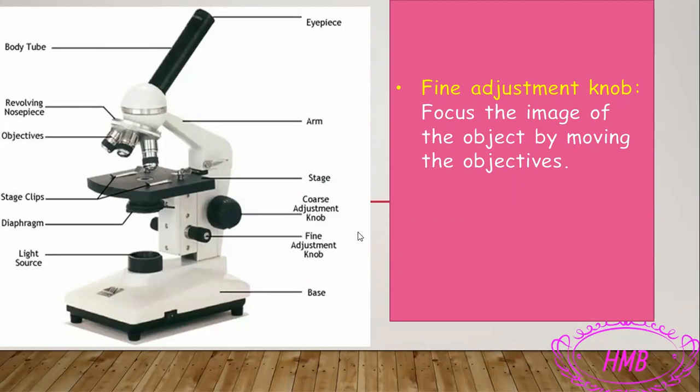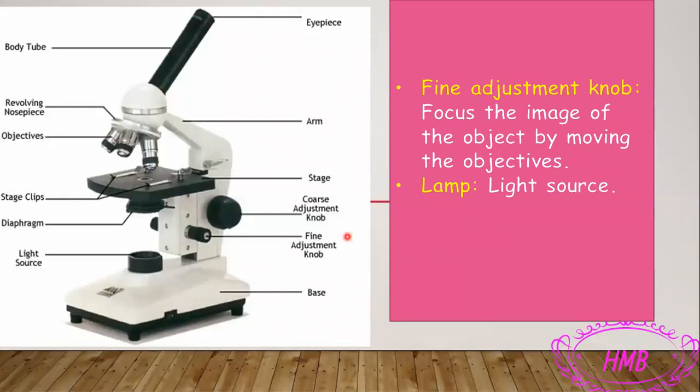Then we have the next part, the lamp. This is the lamp. So here I have a lamp. It gives light. It goes up to the stage so that I can see the object. So the light source is the lamp that helps me to see the object clearly.